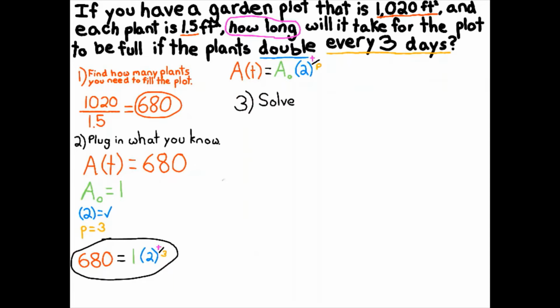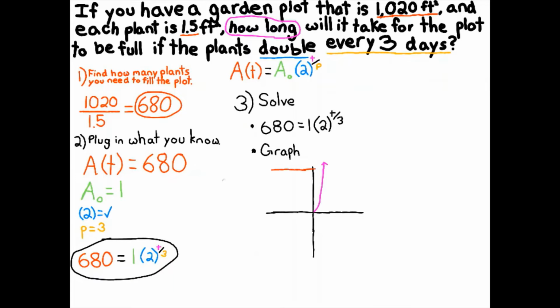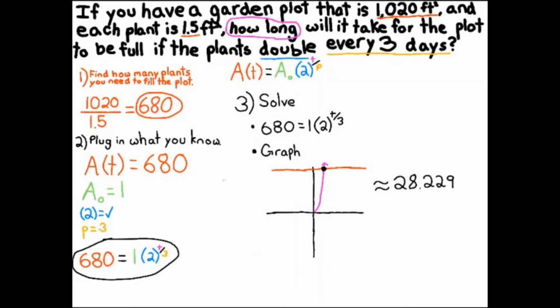For our third step, we take the equation and put each side of it into the y equals section of the calculator, substituting x for t, and where the 2 lines intersect is our answer. Our graph will look something like this. So, using the doubling formula, we can find out that our garden will be full in 20.